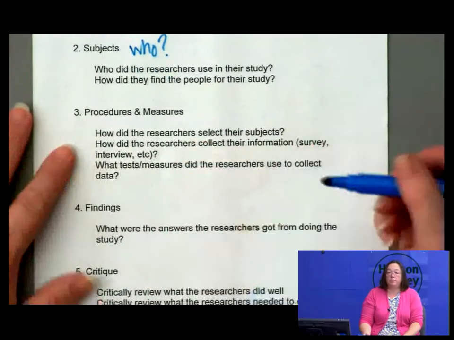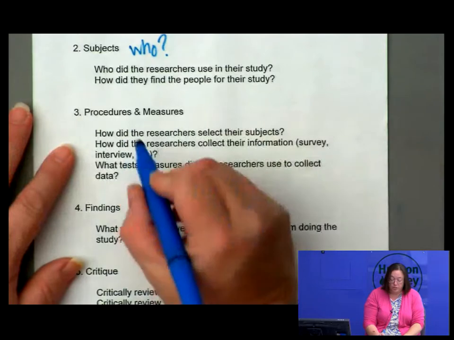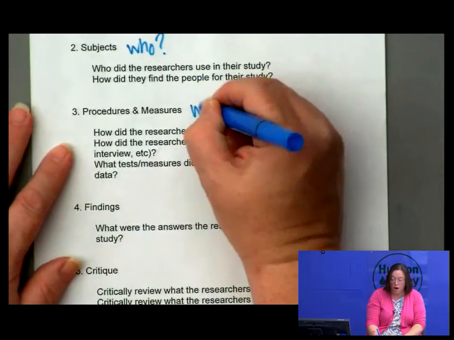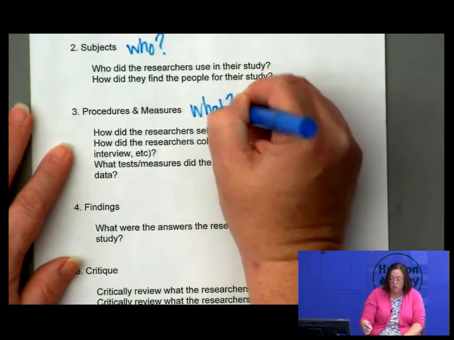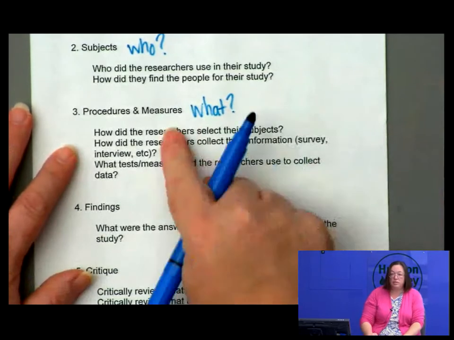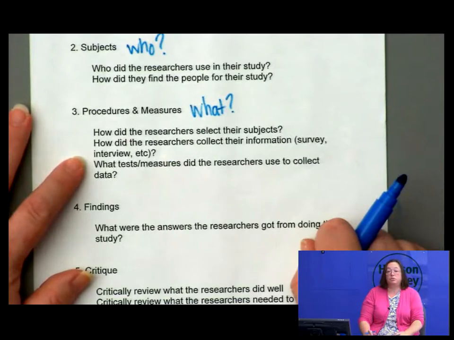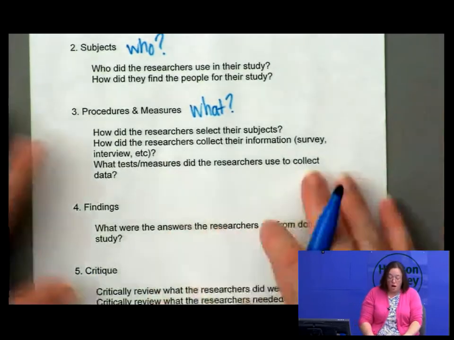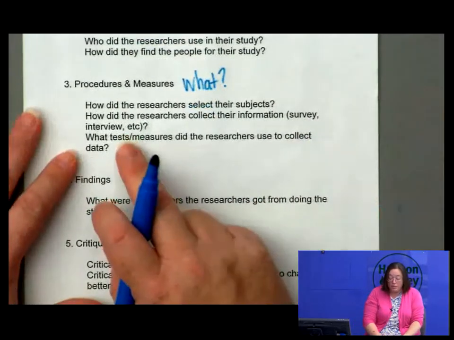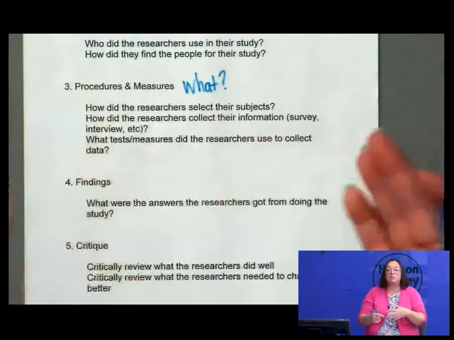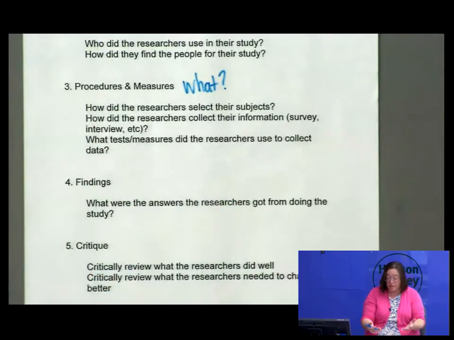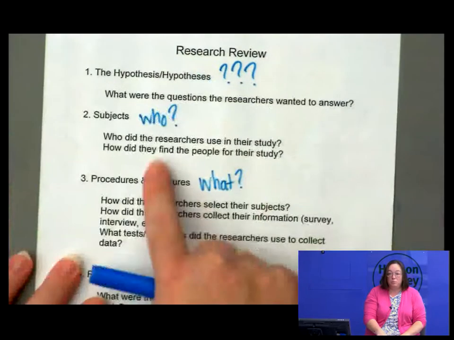Section 3, which is the procedures and the measures. So this is all about the what. What did they do? How did they select their subjects? How did they collect their information? Was it surveys? Was it interviews? What tests, what measures, what assessments did they use to collect the data, to get the information from the subjects of the study?